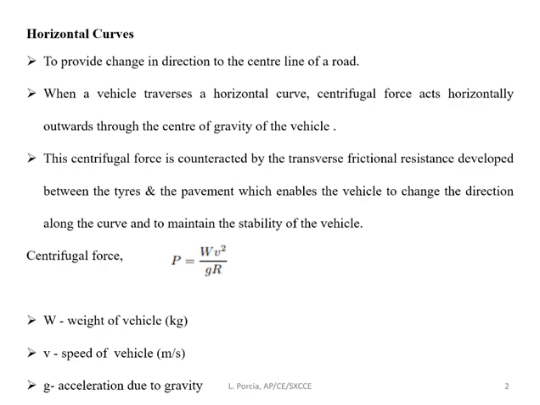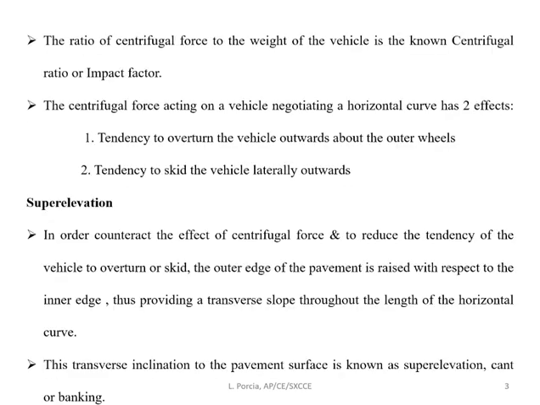of the vehicle. This centrifugal force can be denoted as P, and this is equal to WV square by GR, where W is the weight of the vehicle in kilogram, V is the speed of the vehicle in meter per second, G is the acceleration due to gravity, and R is the radius of the horizontal curve. The ratio of this centrifugal force to the weight of the vehicle is known as centrifugal ratio or impact factor.